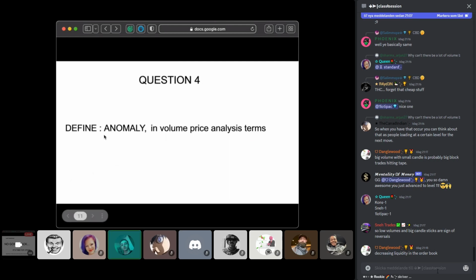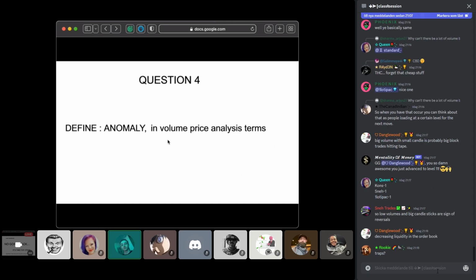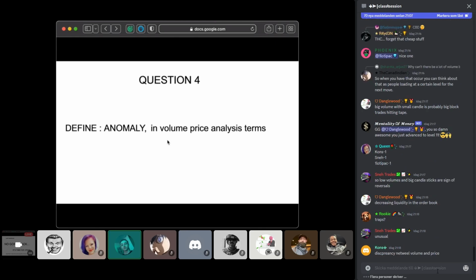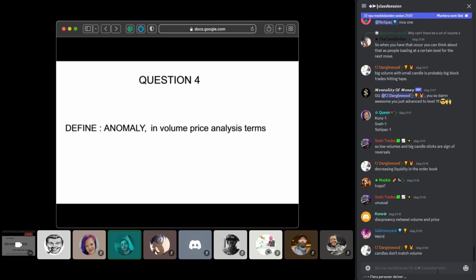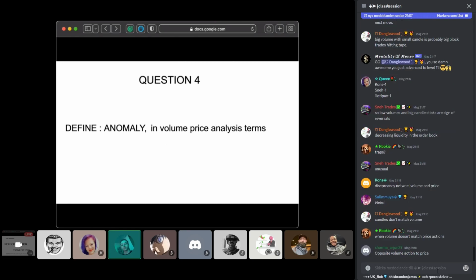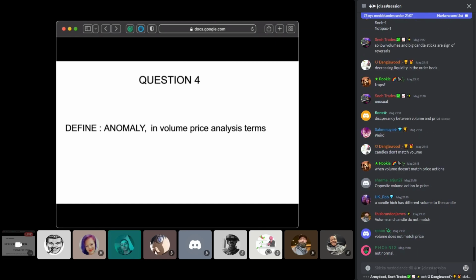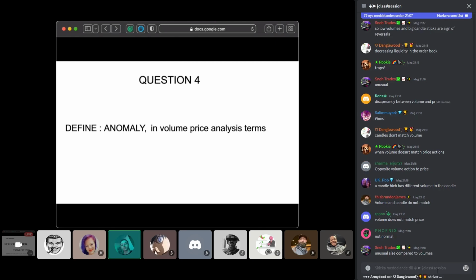So yeah, define anomaly in volume price analysis terms. What is an anomaly? Question number 4. Unusual, yes, but how so? Discrepancy between volume and price. Not volume and price, it's not price. Volume is right. The candle, which has different volumes. Okay. Candles don't match volume. Oh, okay.